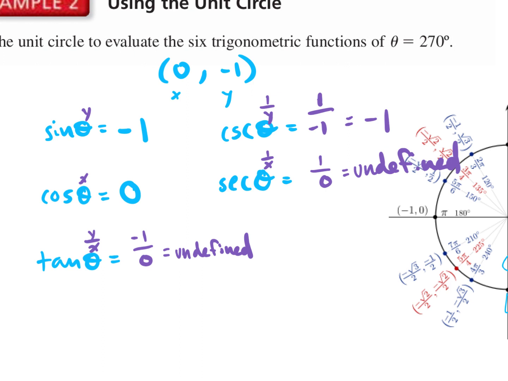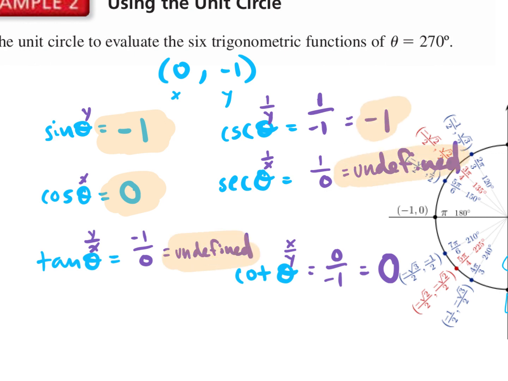And then lastly, we have cotangent. Cotangent, we flip tangent, so that would be x over y. So instead of it being -1 over 0, it would be 0 over -1. And what's 0 over -1 simplified to? 0. So you can have 0 on top, you just can't have 0 on the bottom. If you have 0 on the bottom, it would be undefined. So these are 6 trig functions. So when using the unit circle, you just have to find the value on the unit circle. That's your x and y, and then just make sure you know that sine is y, cosine is x, and tangent is y over x.